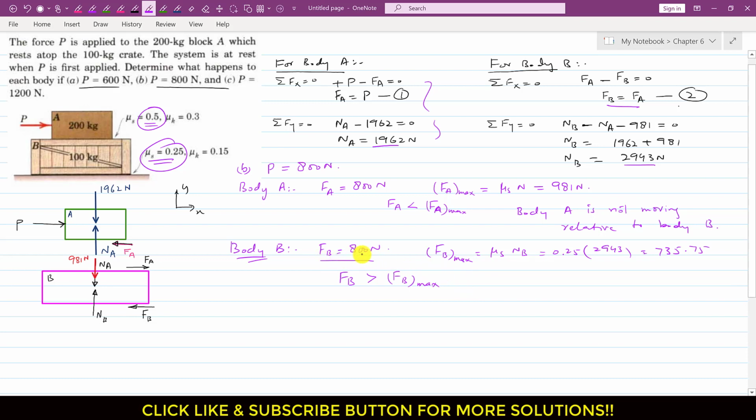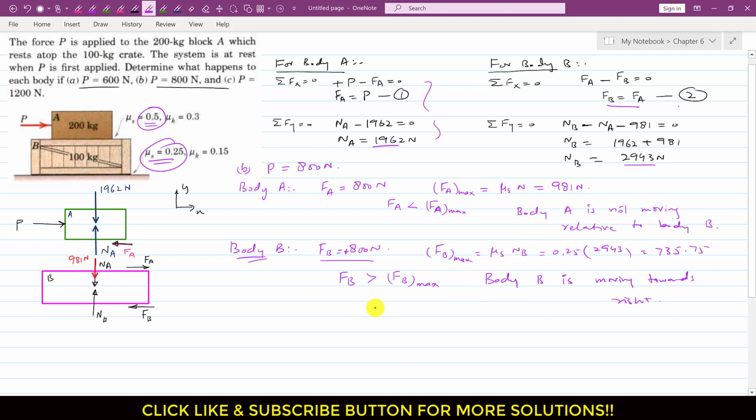And since FB is 800 Newton and we got plus 800 Newton, this means that FB is acting towards the left. So this means that block B or crate B is moving towards right. So I will write that body B is moving towards right. Body B is moving towards right, but body A is stationary relative to body B, right? But body A will move along with body B, right?